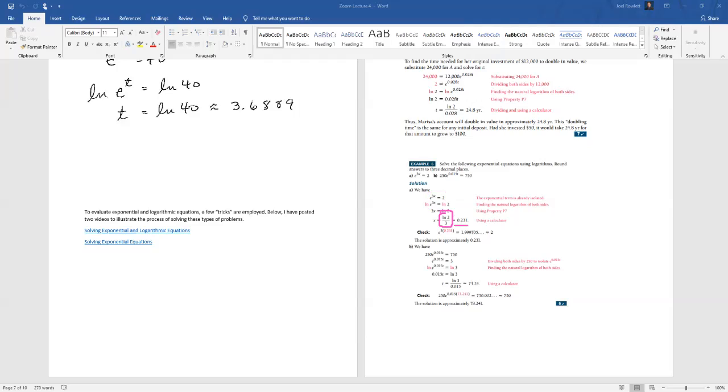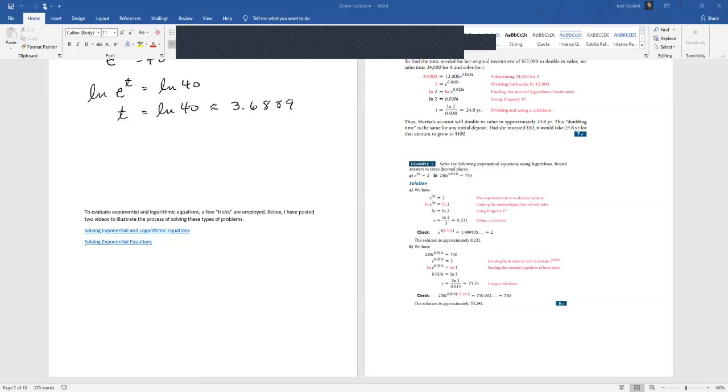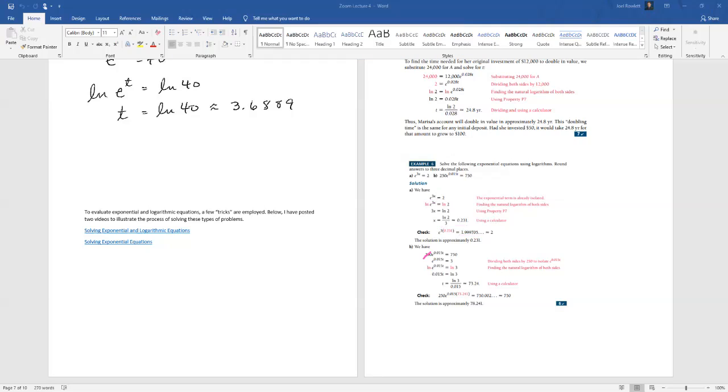And if you plug that 0.231 into the calculator, into this original statement here, you will get 1.999705, which is pretty much 2. Let's look at part B. On part B, we have 250 times e to the power of 0.015t is equal to 750. We want to solve for t. The first thing they did was they just divided 250 on both sides, leaving a 3 on the right side.